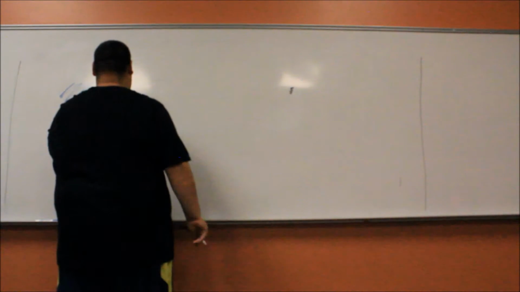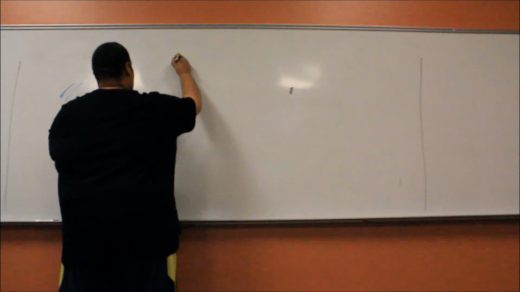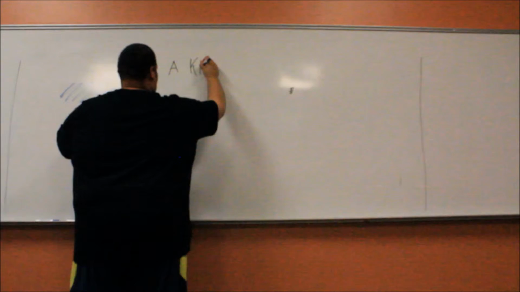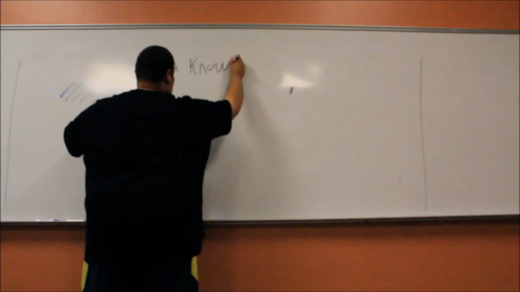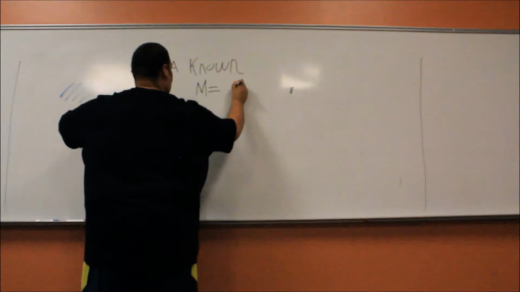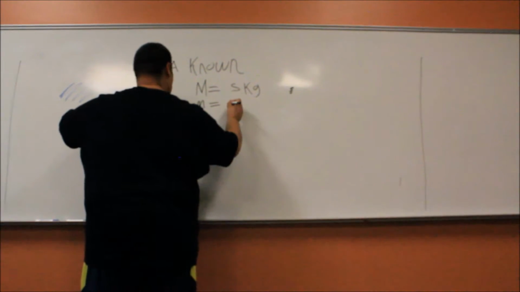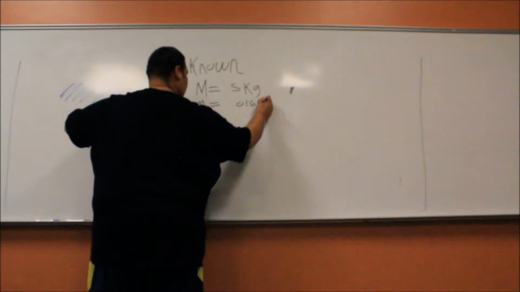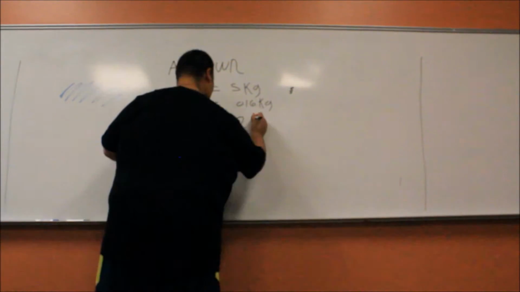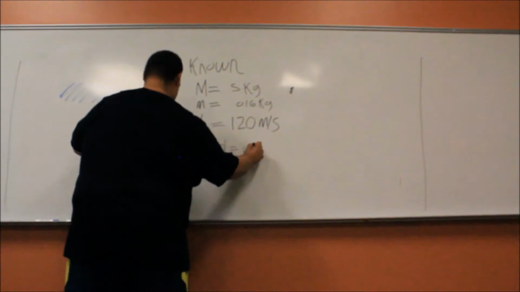For this problem, we will be using the conservation of momentum. Conservation of momentum is a fundamental law of physics which states that the momentum of the system is constant if there are no external forces acting on the system. What's known: M, mass of the block, is 5 kilograms. Mass of the bullet is 0.16 kilograms. Velocity of the bullet is 120 meters per second. Find the final velocity.